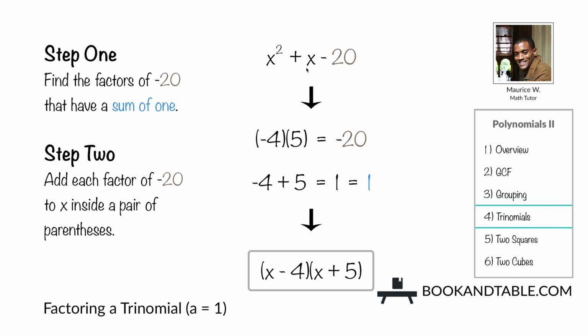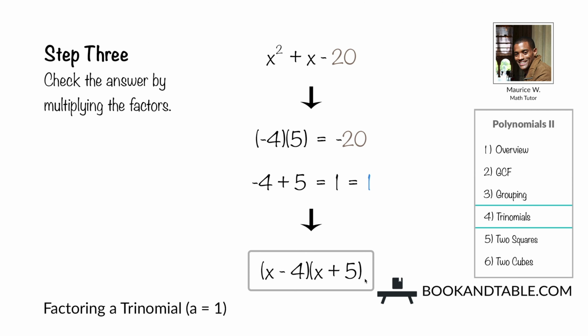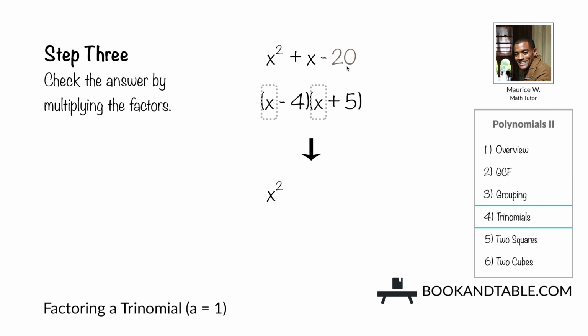So now that we found the factors of negative 20, we want to add each of these factors to x inside a pair of parentheses. So we get x minus 4 as one factor, and x plus 5 as the second factor. And these are our factors for x squared plus x minus 20. And as usual, we can check the answer by multiplying the factors, x minus 4 times x plus 5. And if the final polynomial matches the original polynomial, then these are the correct factors.